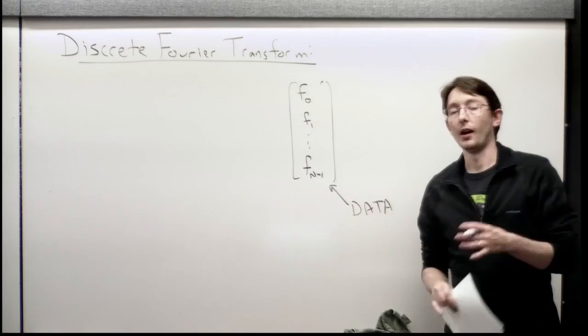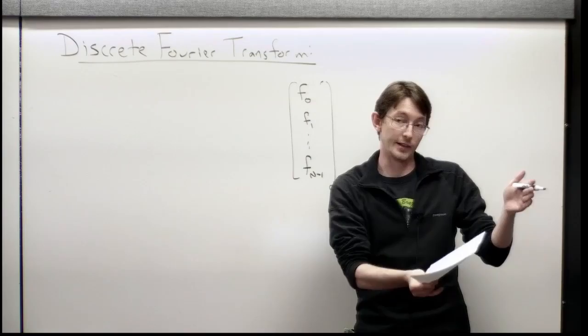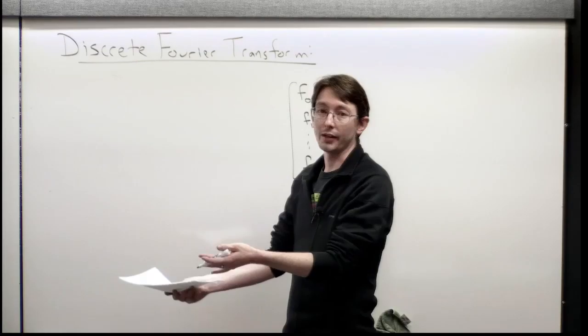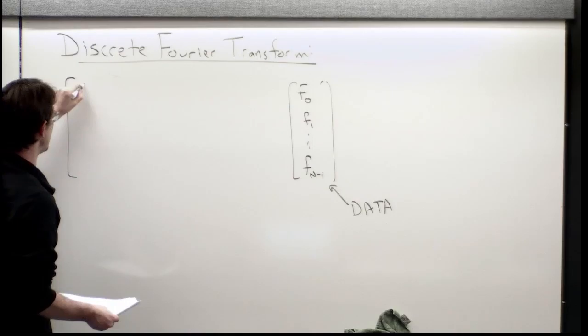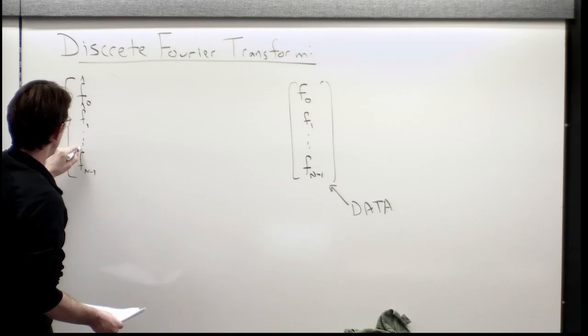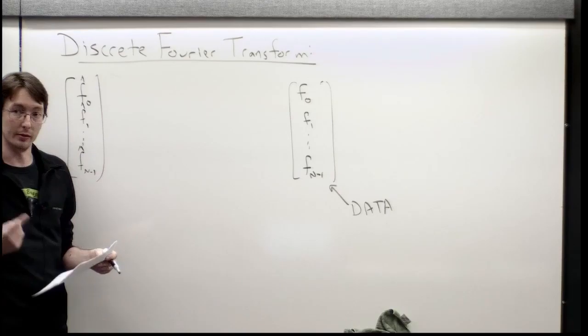And what I would like to do is break this data down into a sum of sine waves of different frequencies, and I want to know what is the amplitude of each of those sine waves. How much energy is in each frequency? So the output that I want are these f hats, f0 hat, f1 hat, fn minus 1 hat. These hats just tell me that I'm dealing with amplitudes of sine waves of a particular frequency.